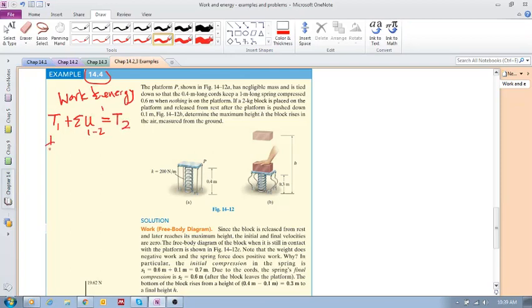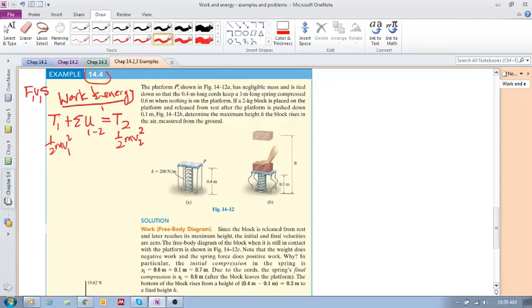This is half mv1 squared, and that is half mv2 squared. And recall that if we have problems involving force, velocity, displacement, we can use the techniques here of work and energy. Okay? So now, what does this problem say?